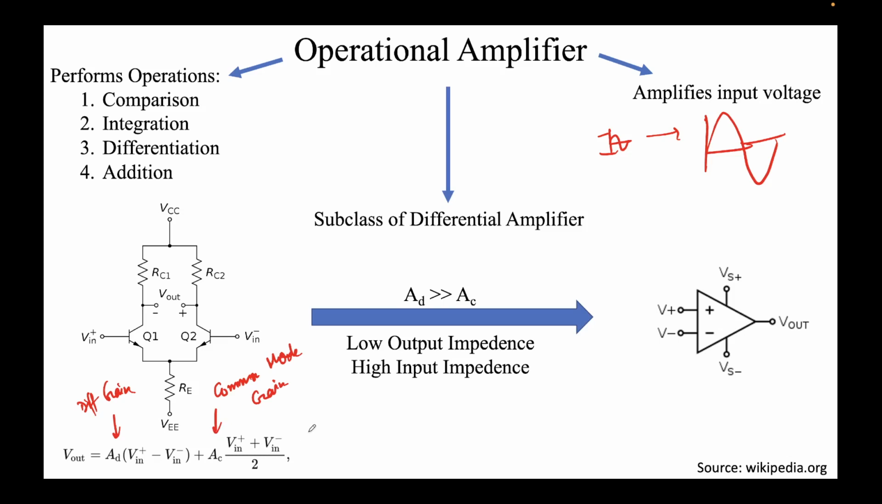So V in plus and V in minus are both different voltages. Yes, that's why I'm denoting them in different manner. These are completely independent of each other, they have no relation to each other. So the way I can say it is that V out is a function of V in plus and V in minus. These two are independent variables, and this is the dependent variable.